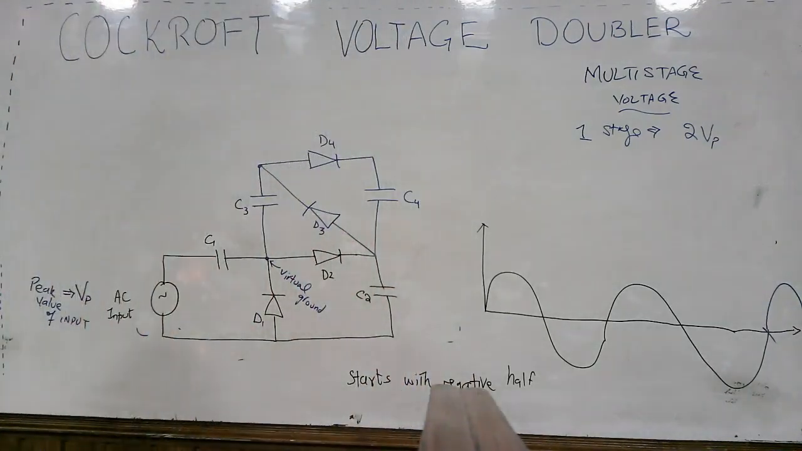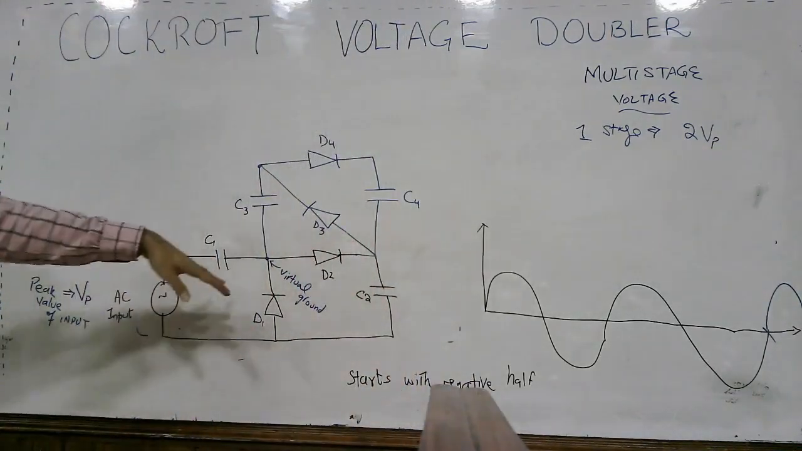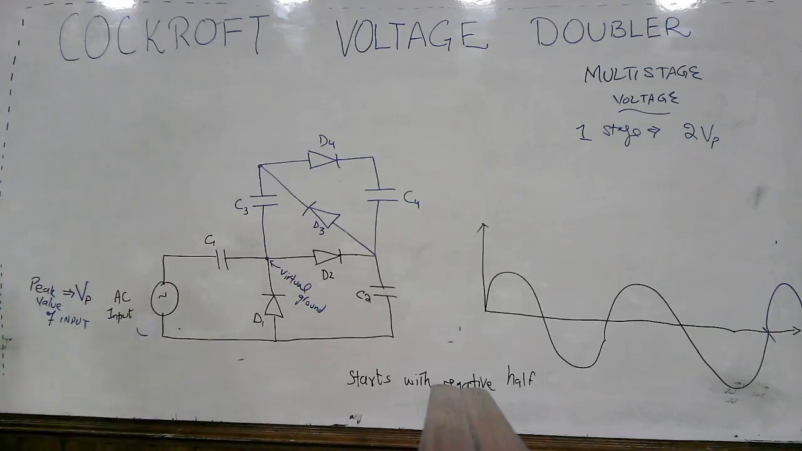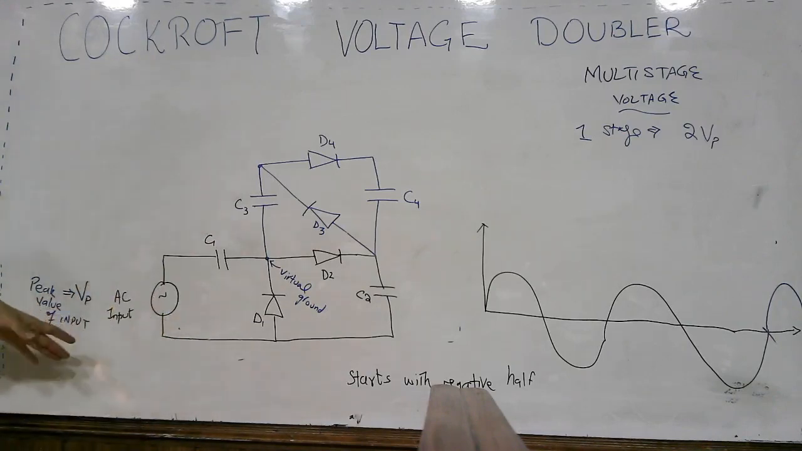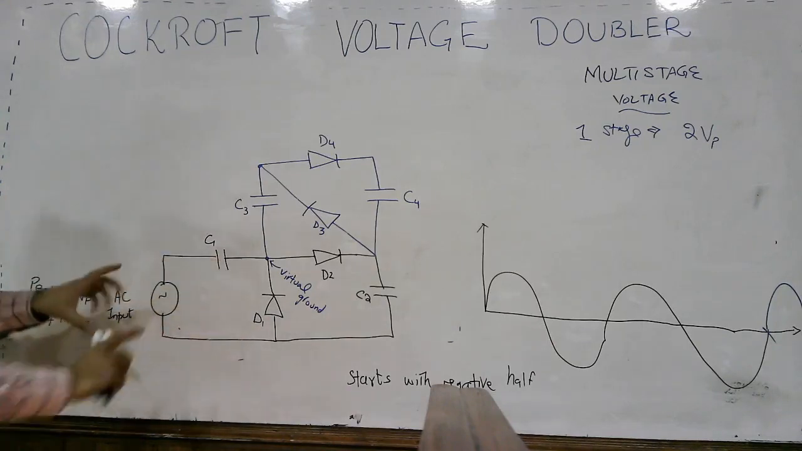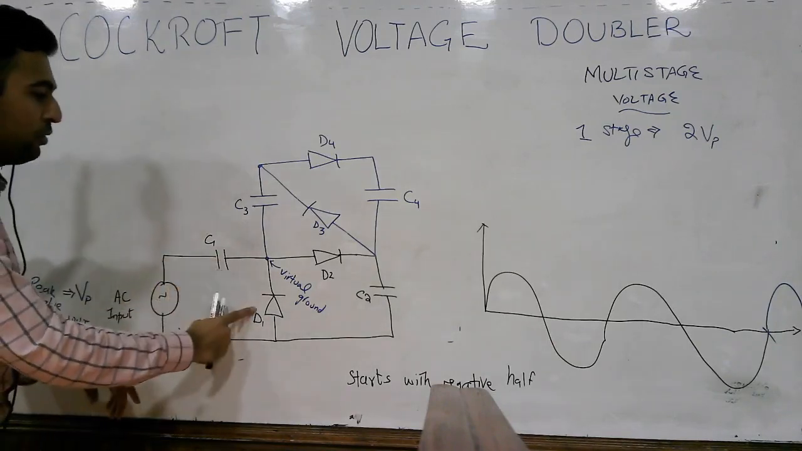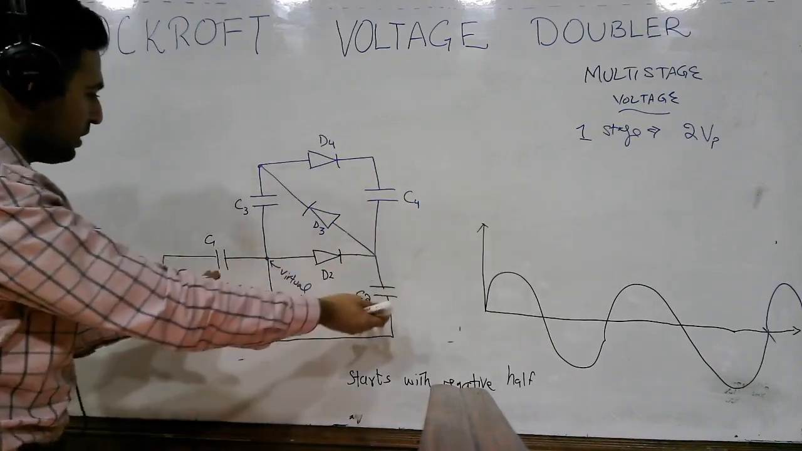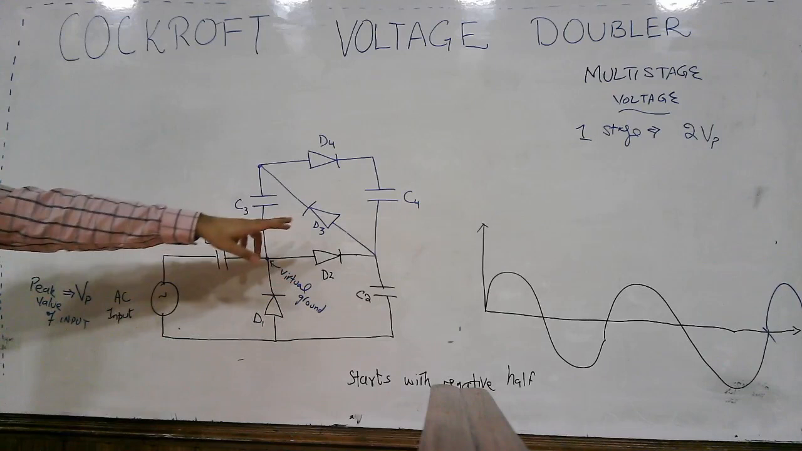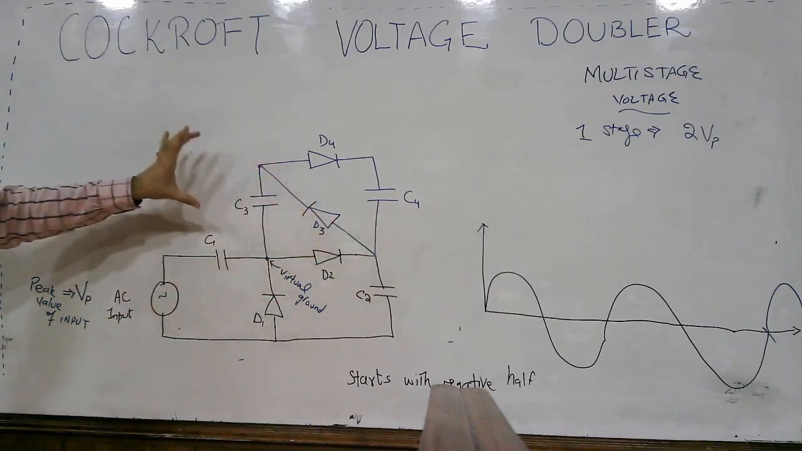Okay, so here we have a 2-stage Cockcroft voltage multiplier circuit. The peak value of the input voltage is Vp, and here we have the AC input voltage and 2 stages. This capacitor C1, diode D1, diode D2 and capacitor C2 are associated with the first stage, and the second stage is represented with the blue color.